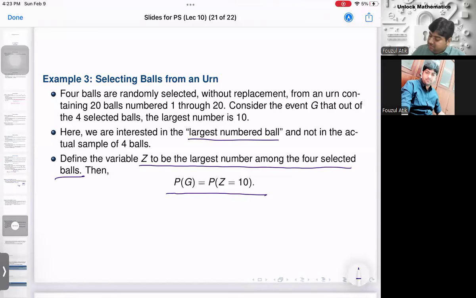Right? Now if somebody said, okay, let's suppose A is an event that out of the 4 selected balls, the largest number is 12. Then what is the probability of this event? P of A, we can certainly write it as P of Z equal to 12. Correct?